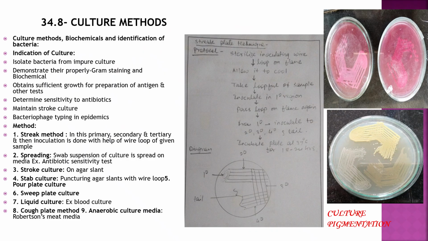First, heat the wire loop on the flame till it becomes red hot, then wait for some time so it cools, and then take the sample on the wire loop and do the primary inoculation. Then from that primary circle draw lines horizontally, rotate the plate, again draw lines, rotate the plate, again draw lines, and then a tail in the end. So you do primary, secondary, tertiary and quaternary inoculation, so that you will get isolated colonies to study colony characteristics.